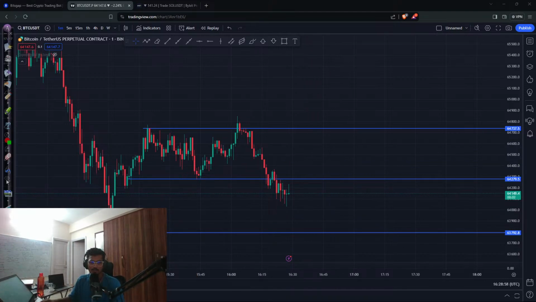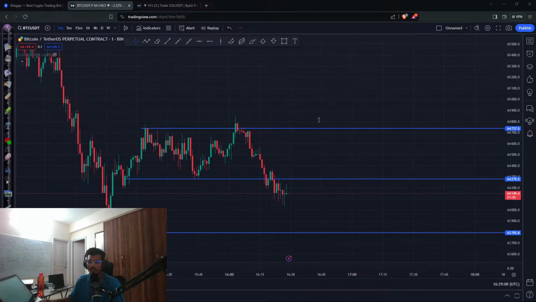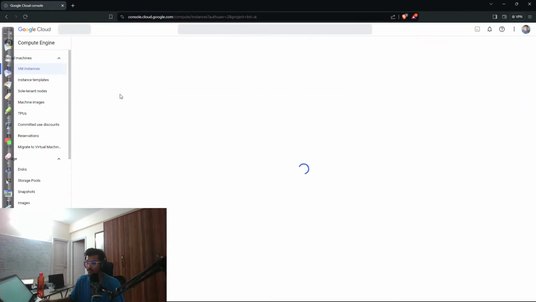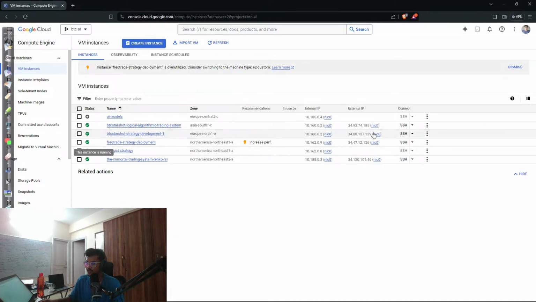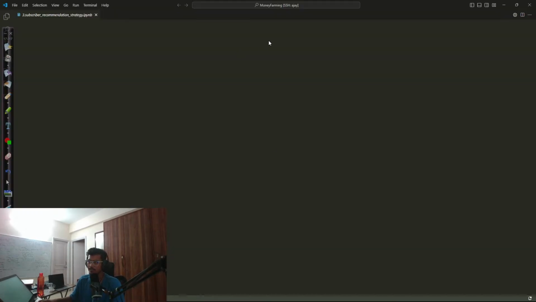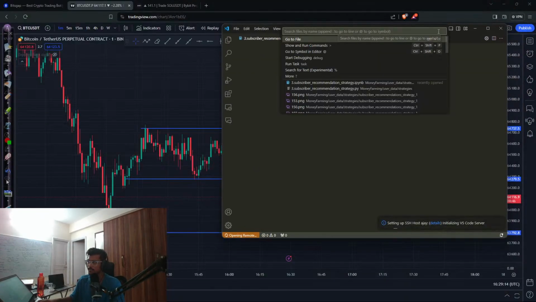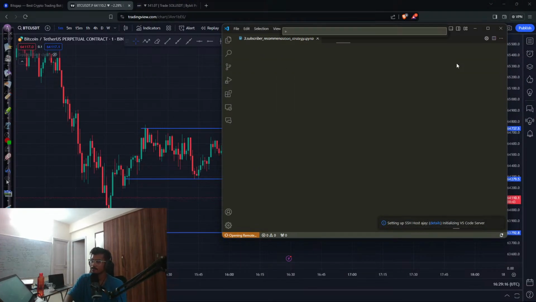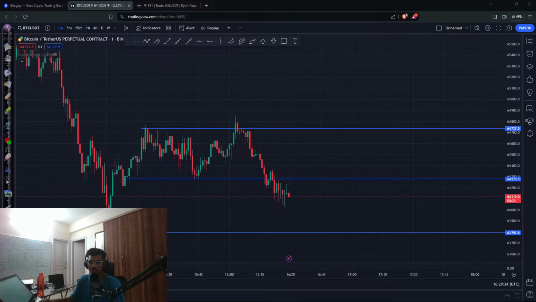Sorry, I'm actually starting my Google Cloud instance so that I can log in to the machine. Yep, that's done. Visual Studio Code, got it. SSH. Yeah, it's gonna change.